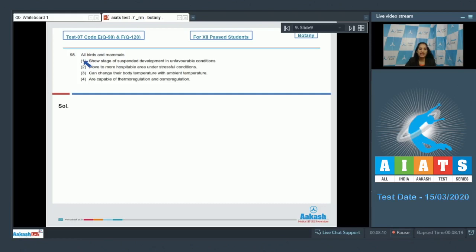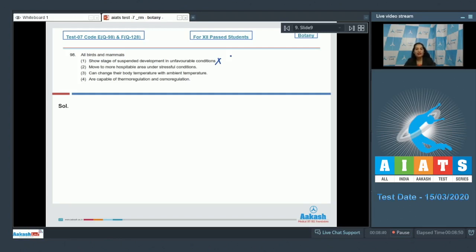Question number 98. All birds and mammals. First option, show stage of suspended development in unfavorable conditions. No, this is called diapause, which is shown by the zooplanktons, but not by all birds and mammals. Second, move to more hospitable area under stressful conditions. This is called migration, which is shown by some birds. These birds are called migratory birds.